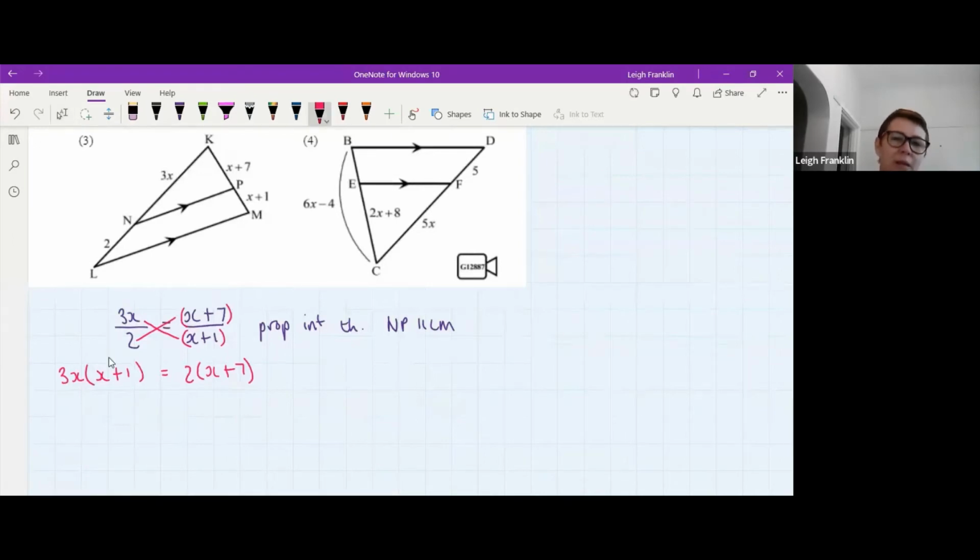We're going to end up with something that's quadratic, because we're going to end up with 3x squared when we multiply 3x with x. 3x times 1 is 3x. And on the right-hand side, 2 times x is 2x, and 2 times 7 is 14. If we're solving for x and we're working with a quadratic, the rule is that we've got to get everything onto one side, let it equal 0, and then factorize.